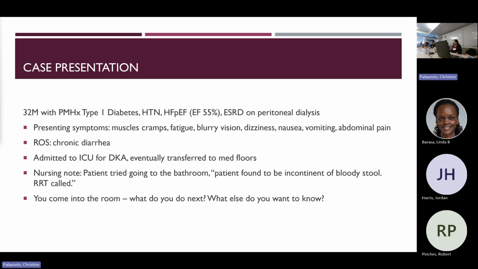I know this is mostly geared towards interns. I know some upper years also come, but my big thing for interns is, what are you going to do next? Stable versus unstable. I think that's the biggest takeaway from intern year. So what do you do next? What do you want to know? So we can go to Menti now.